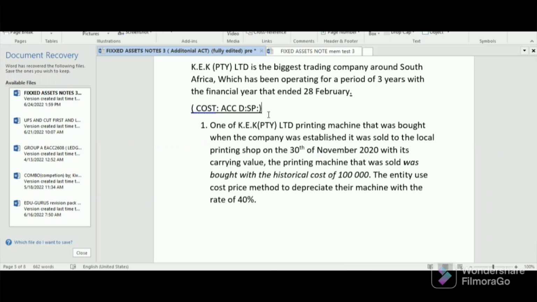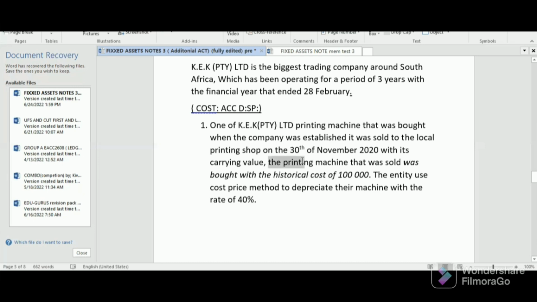So now we cannot identify our selling price because we have to calculate first what? The carrying value. And for us to calculate the carrying value, we have to look out for the cost and accumulated depreciation so that we can check the difference. The difference will give us what? It will give us the carrying value, right? Then let's continue with the information.